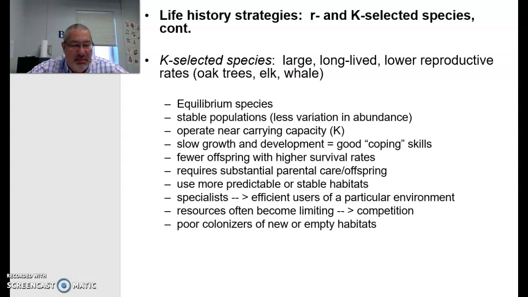K selected species. The K stands for carrying capacity. Again, this R and K system was developed by Robert MacArthur and E.O. Wilson at Harvard University and Eric Pianka.